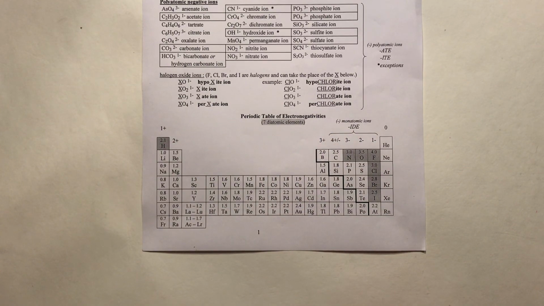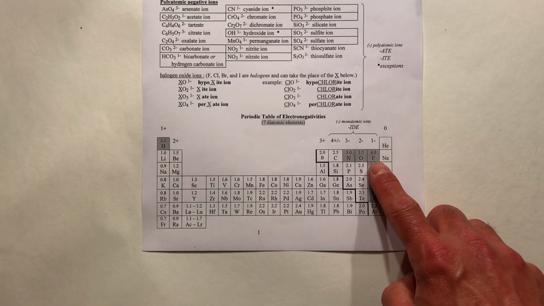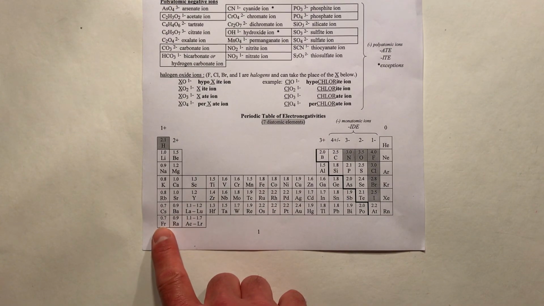Electronegativity is a calculated value. It's not directly observed, and luckily it's been calculated for all these elements for us. The low end of the electronegativity scale is 0 and the high end is 4. The element with the biggest electronegativity is fluorine, 4.0, and the element with the smallest electronegativity is Fr, francium, 0.7.